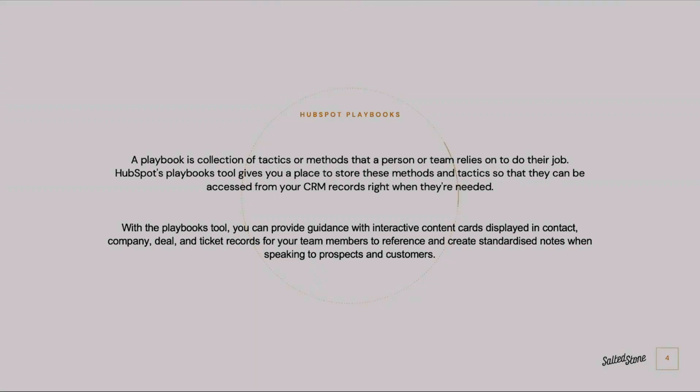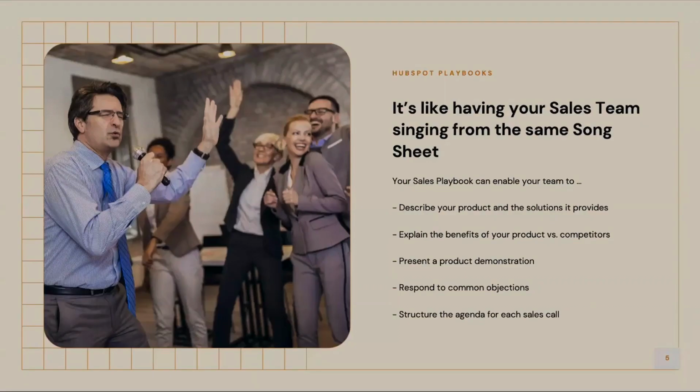So it's really, really important nowadays to have that systemization across your whole sales team to get the maximum effect out of everything. It's kind of like having your sales team all singing in chorus from the same song sheet. Your sales playbook can enable your team to describe your product and the solutions it provides. So you can have a uniform brand presence, if you like, of how you're going to describe products and services uniformly across the whole sales team. You can explain the benefits of your product. So again, make it super easy for your sales team to lock into those key benefits when they're on a sales call, whether that be an intro call, advisory call, or whatever.